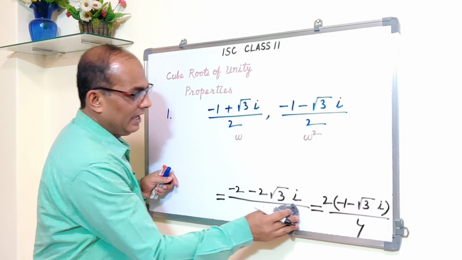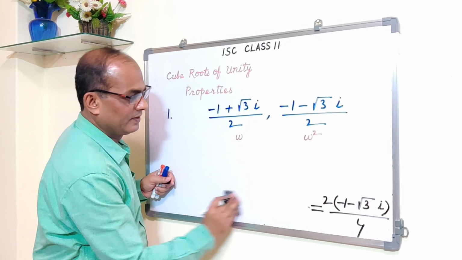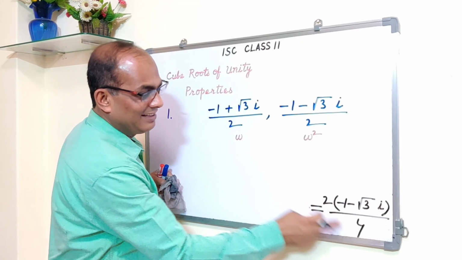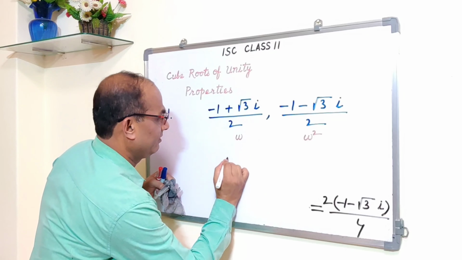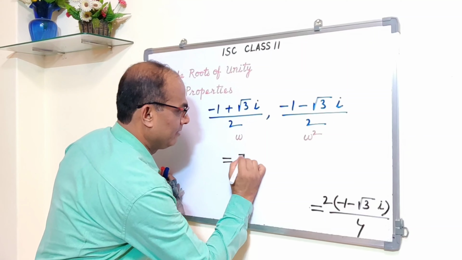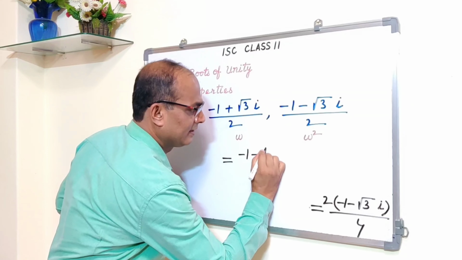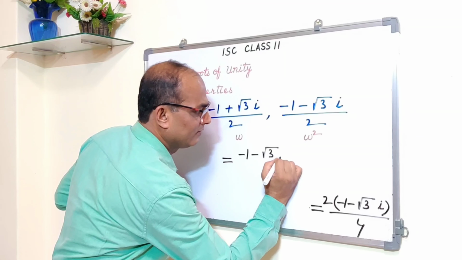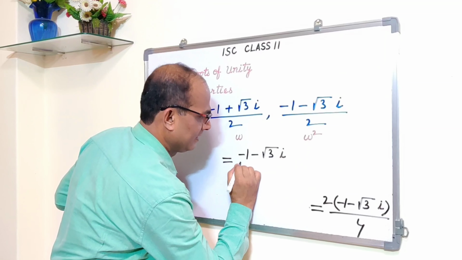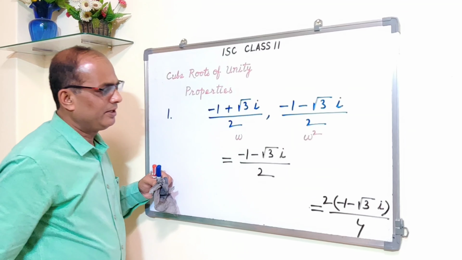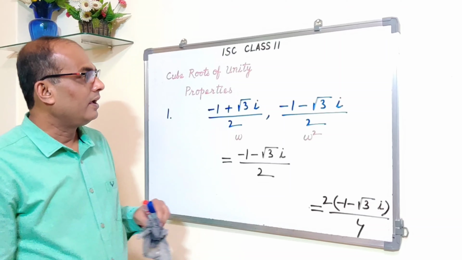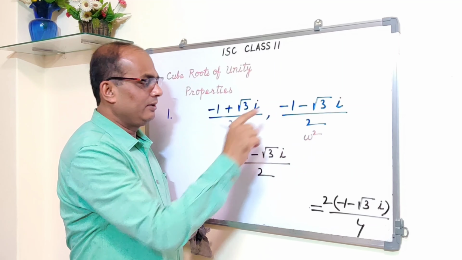And then 2 and 4 cancel. So finally you are getting omega square is equal to minus 1 minus root 3 i, whole divided by 2.